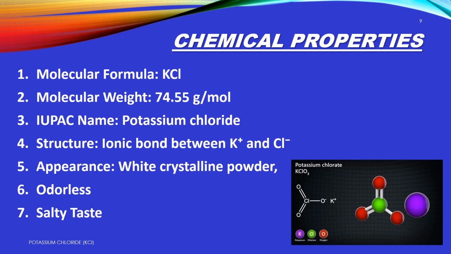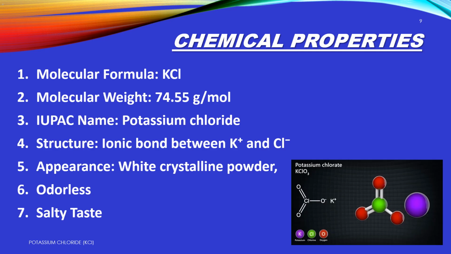74.55 grams per mole. This is the total mass of a single molecule of potassium chloride, calculated by adding the atomic masses of potassium and chlorine. 3. IUPAC name. Potassium chloride. This is the standardized name for the compound, following the International Union of Pure and Applied Chemistry (IUPAC) nomenclature rules.